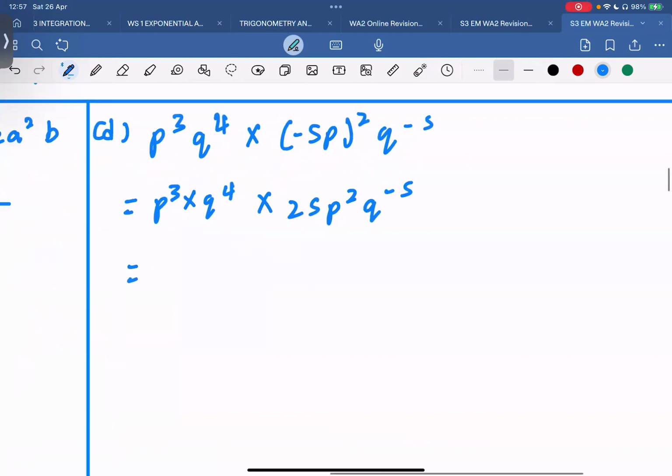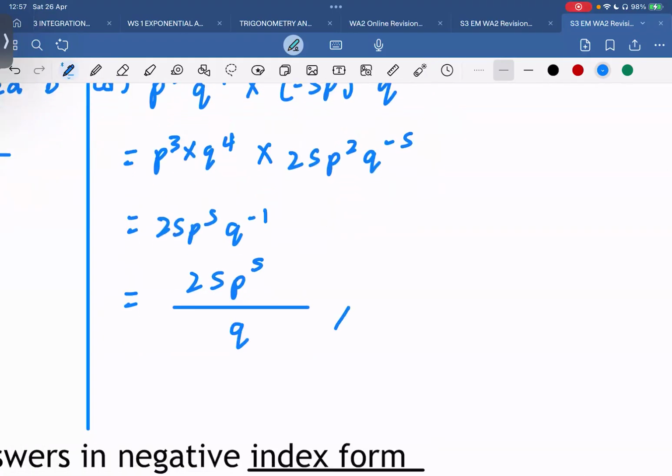Okay, then we can multiply them together. So p squared times p cubed gives us p to the power of 5. Q to the power of 4 times q to the power of negative 5 gives us q to the power of -1. So convert this into positive index form, we'll have 25 p to the power of 5 over q.